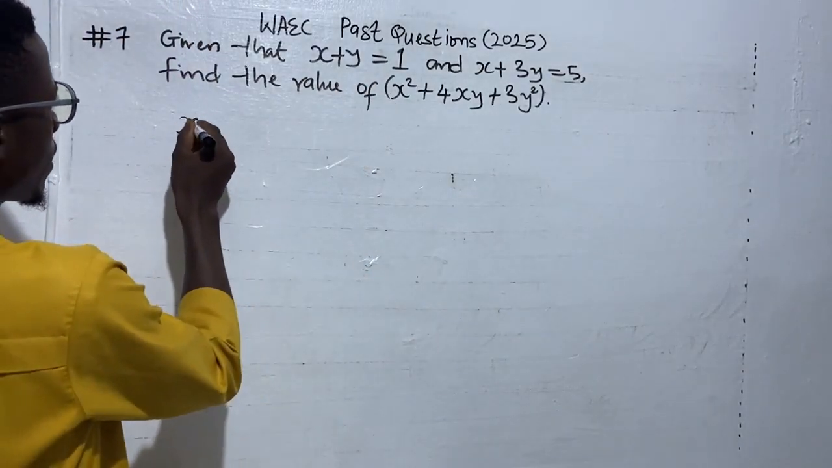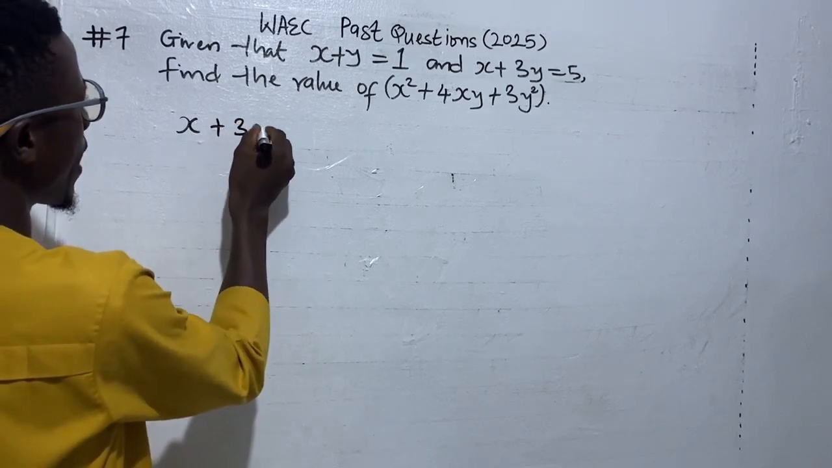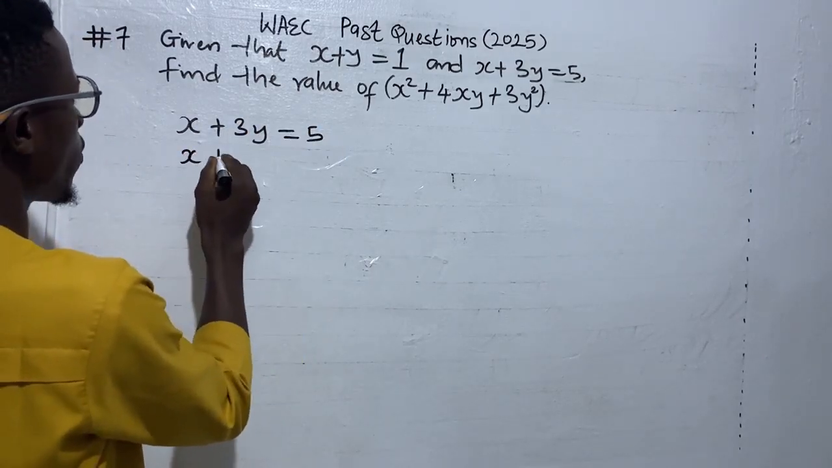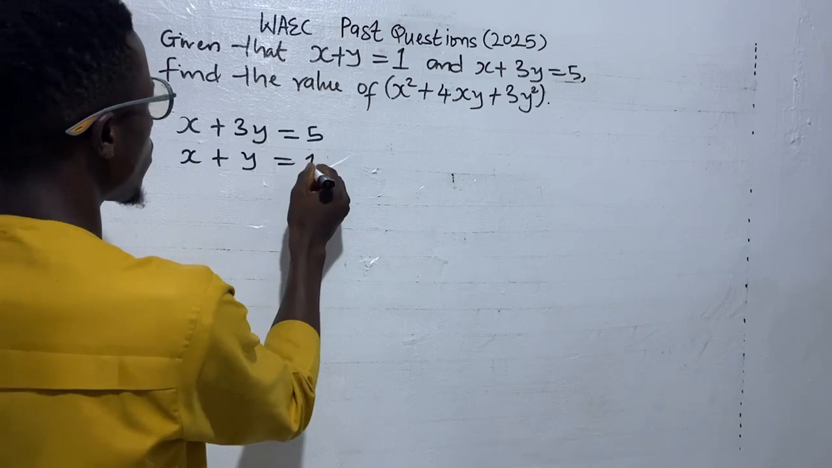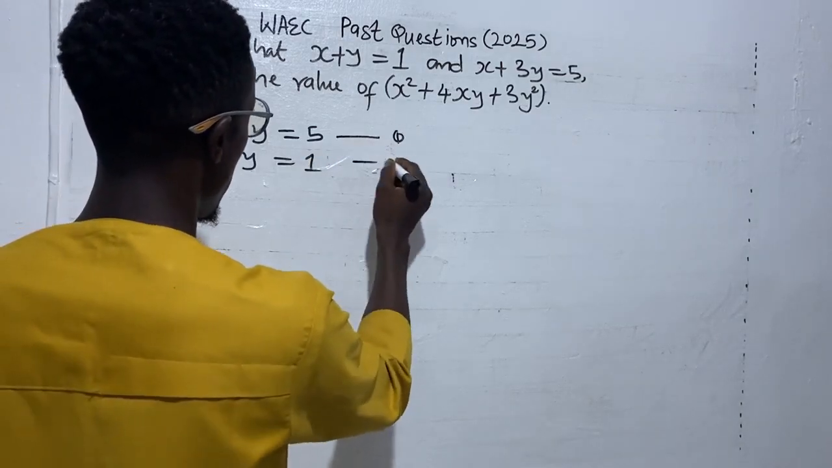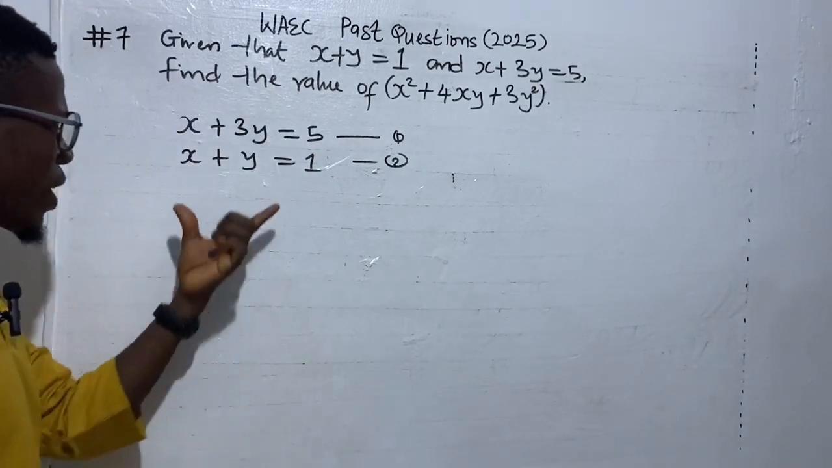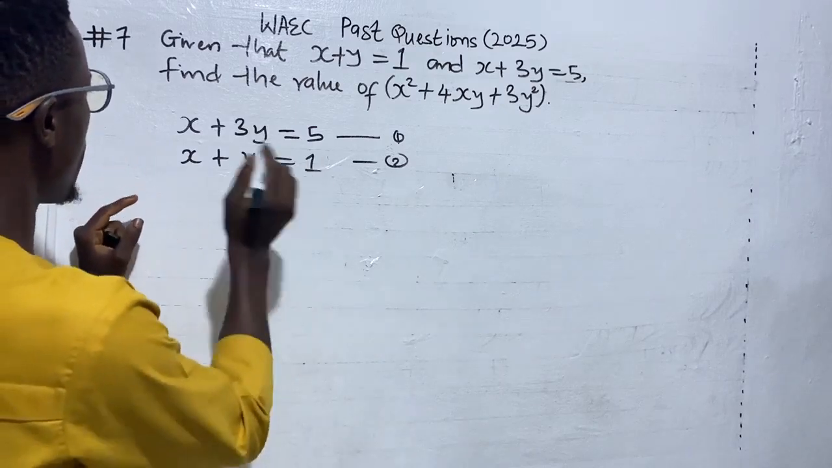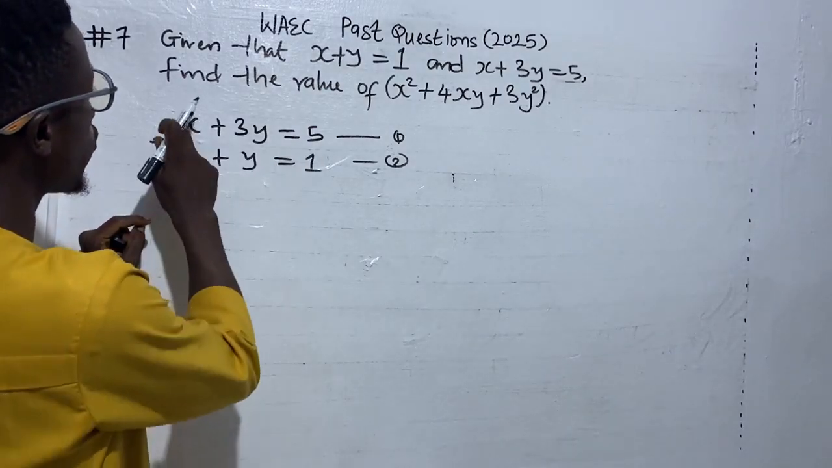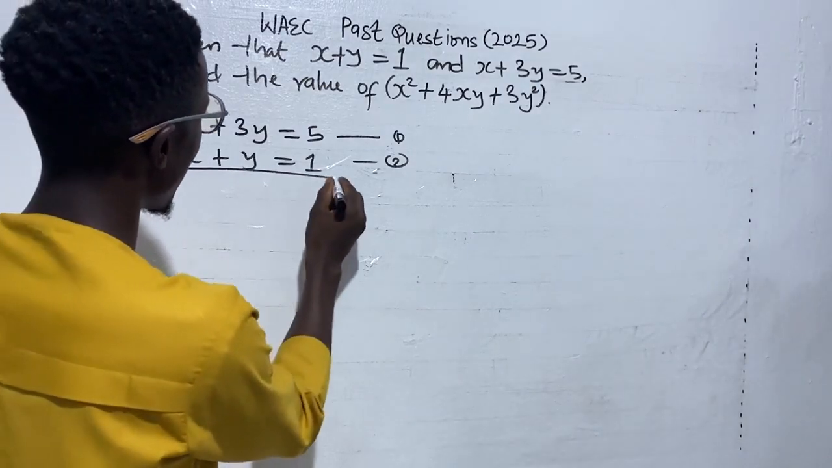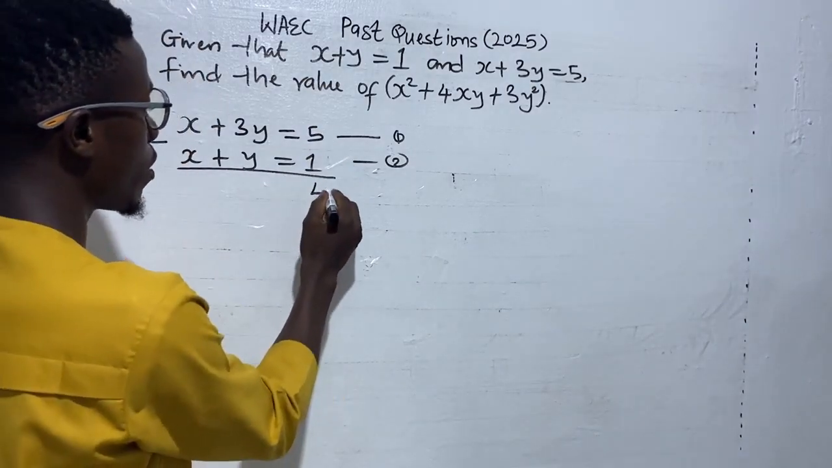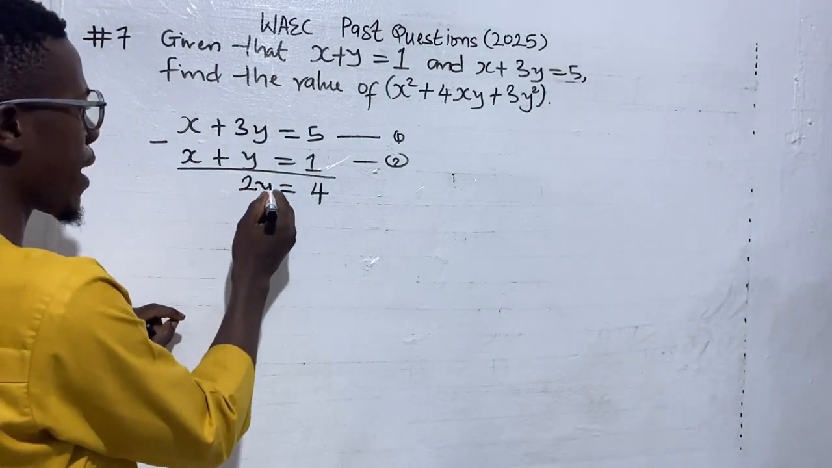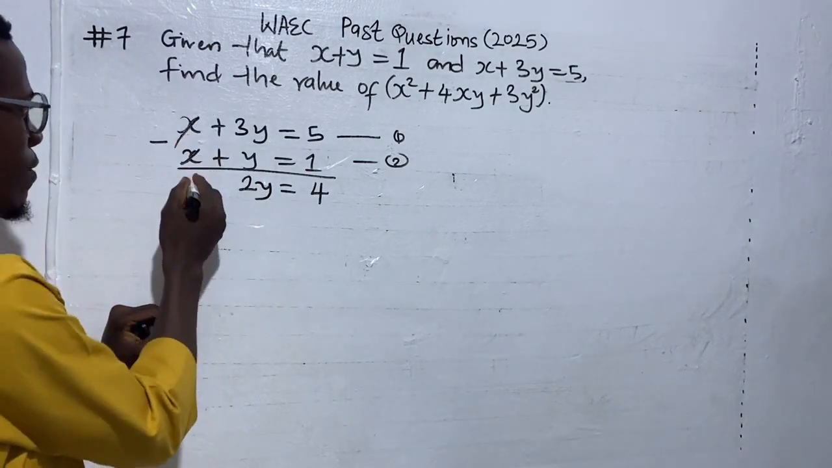The second equation is x plus 3y equals 5. And the first one is x plus y equals 1. So we could write it as equation 1 or 2 as it pleases you. So looking at this, the fastest method is to just eliminate one of them, which is x, by doing what? Subtracting the two equations from one another. If you subtract that, then you see that 1 from 5 gives us what? 4. y from 3y gives us 2y. And x minus x cancels out and gives us 0.